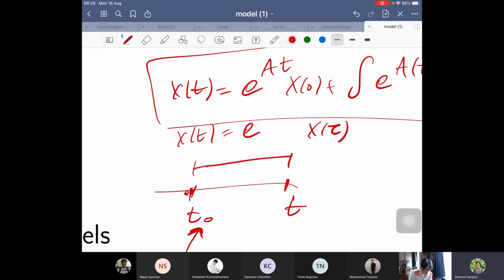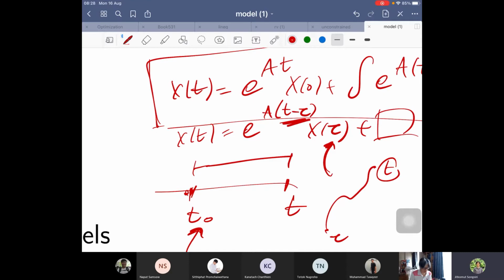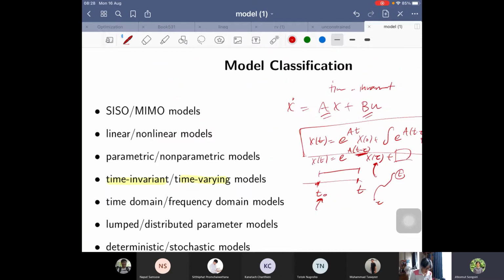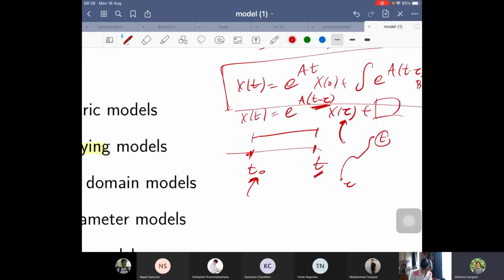If you look at the system response when you initialize at time tau and observe at time t, the state transition matrix depends on the time gap t minus tau, plus some other terms about the input. For a time varying model, otherwise, the response of the system at time t would also depend on when you start.